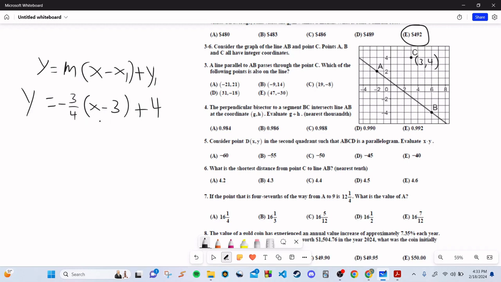So if I plug in negative 21, then I would get, like, I think 22. If I plug in negative 9, I'd get negative 12, 3, positive 3. I'd get 13, so that's not right. If I try 19, then I get 16 over 4 is 4, times negative 3 is negative 12, plus 4 is 8, negative 8. So that's going to be our answer.